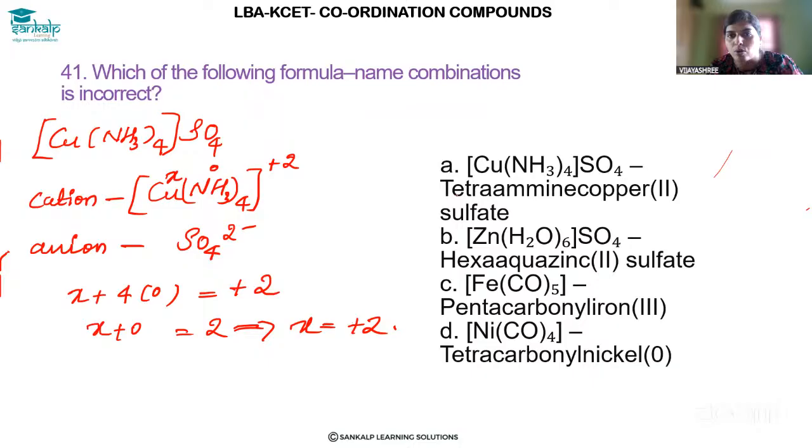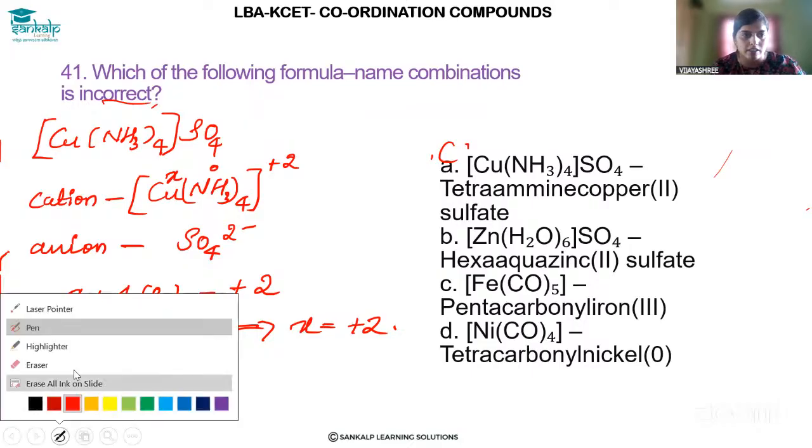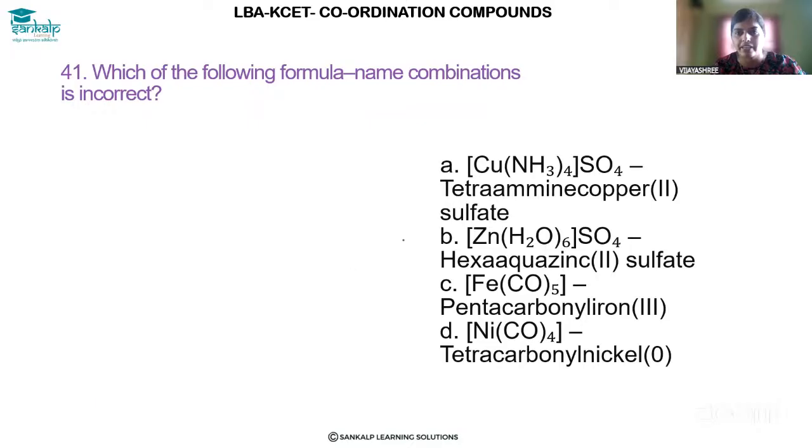Let us check the name of this compound. There are 4 amine ligands, so we name it as tetraammine. Then we name the central metal, copper, with its oxidation state +2. Then we name the anion, sulfate. So option A is correct. We have to identify the incorrect one. Option A is correct. Now we have to check option B.